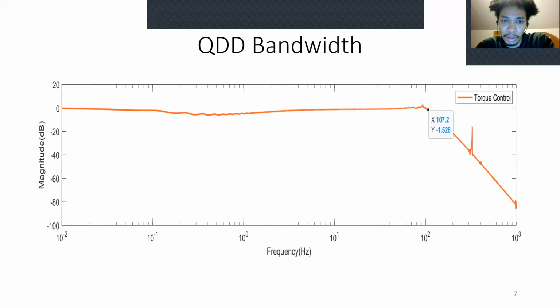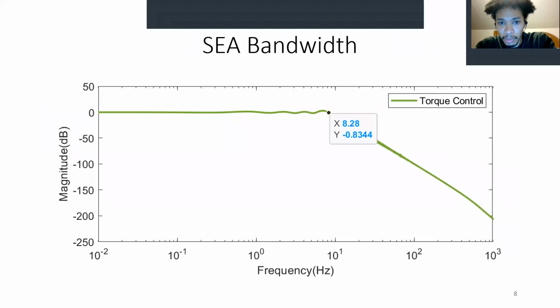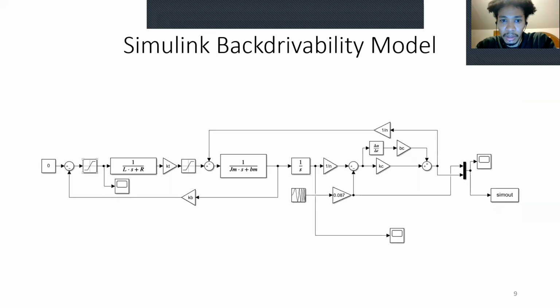Here we have the analysis from the bandwidth test for the QDD. You can see that it had a frequency of about 107. That is high and that is pretty good. When we compare it to the SEA, which has a very low frequency of about 8, you can see how impressive the QDD is.